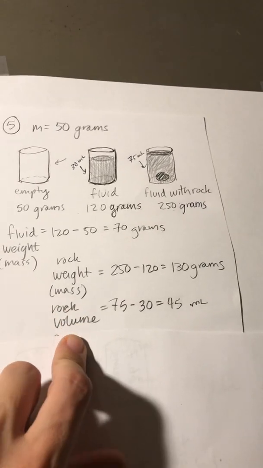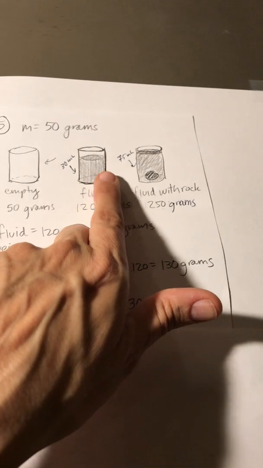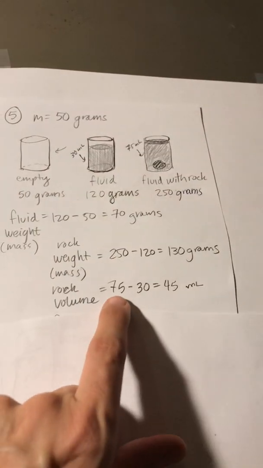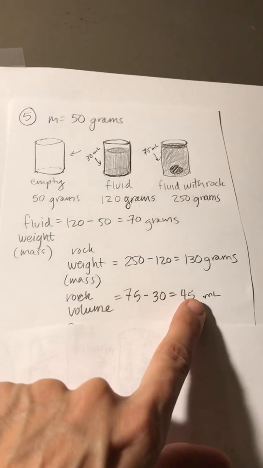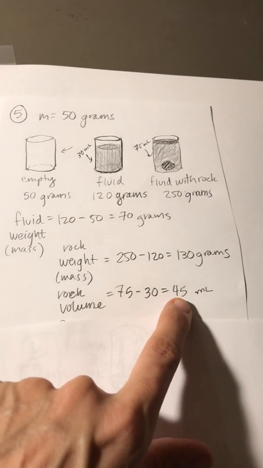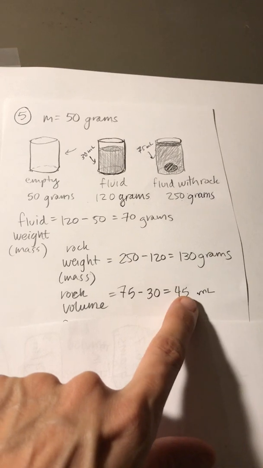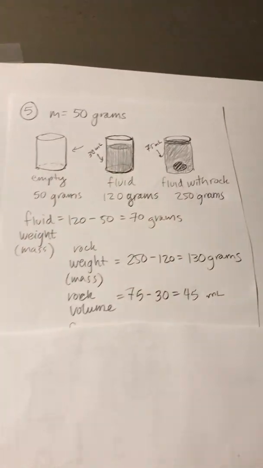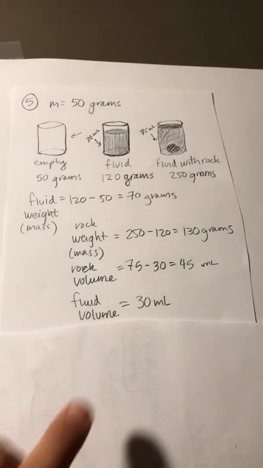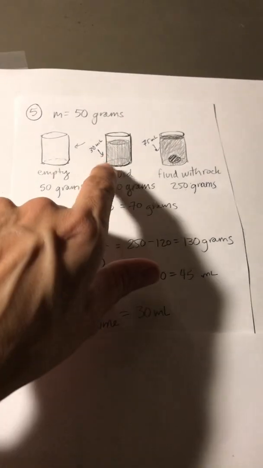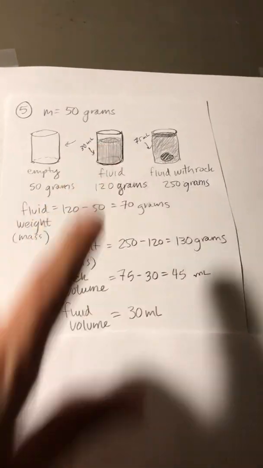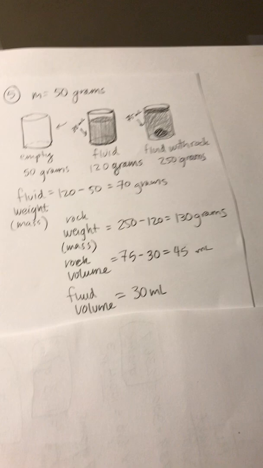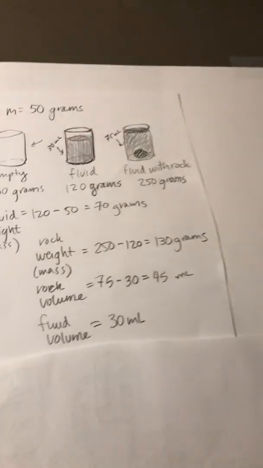So now let's look at the rock's volume, because the volume that the rock displaces, it was 30 and now it's 75. So if we think this through, we're thinking to ourselves, the rock must have been a volume of 45 because the volume went from 30 to 75. So we also recognize that if the only thing in here is fluid, then the fluid's volume must be 30 milliliters. So I believe we have all our ingredients to find what they've asked.